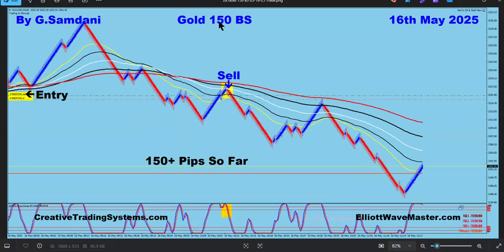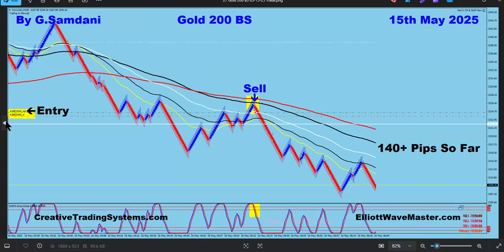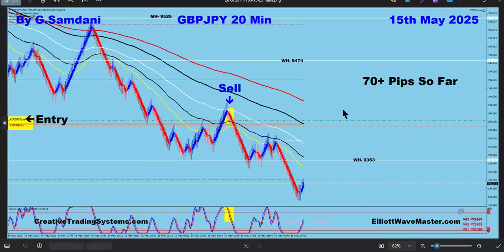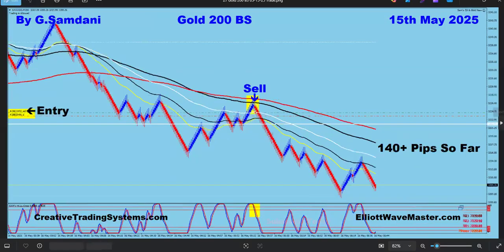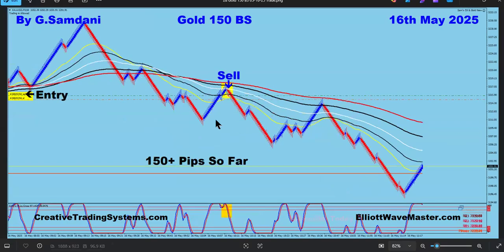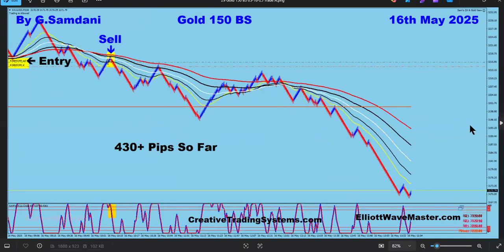On the 16th, gold, I think this is the same thing. No, it's a different one, right? So yeah, maybe me and Omar both taking. So gold here, this is on the 15th, another one to the downside, and this one from 150 box size, the 16th. And now this one you can see is on the 16th, a big trade from all the way here, 430 pip. I'll make the gold video and explain how these trades were taken.